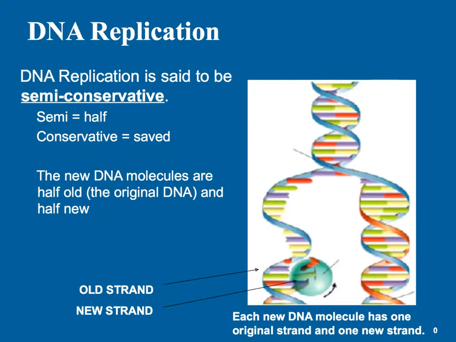So again, DNA replication, we refer to it as semi-conservative, and that's because, remember, semi means half and conservative means to save. So the process is you have one old strand and one new strand for each molecule of DNA. So one old strand, one new strand, and that is again because one strand of DNA can code for another. So when this DNA splits, it's going to create two strands of DNA. Each one is going to have one old strand and one new strand.